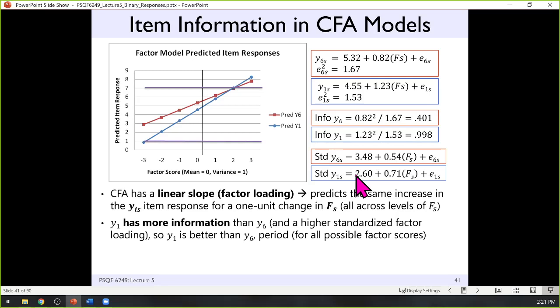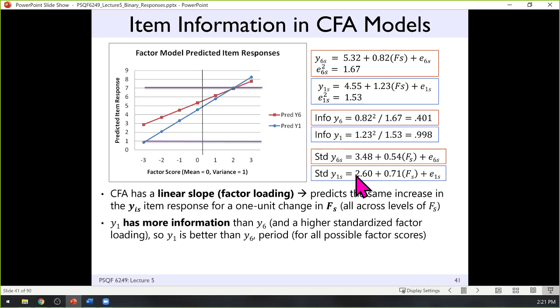So let's talk about how information translates into reliability. I have no idea how to interpret these numbers, these 0.4, this 1. I can tell you which item has more information in it. Item 1 has more information than item 6, and I know that because of these numbers, but I already knew that because of the standardized loadings. So in CFA, we didn't need information because the strength of the relationship, a sort of absolute effect size, was given by the standardized loadings.